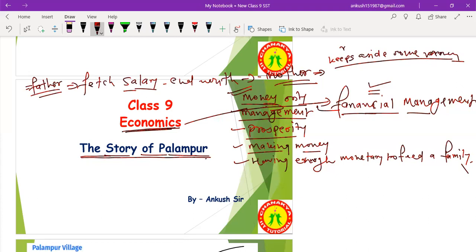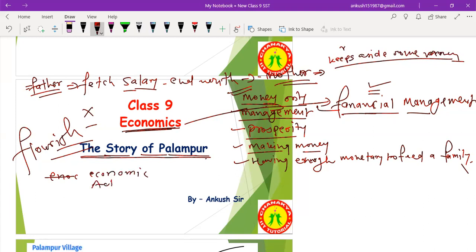Now, one thing you let me know: suppose such kind of things are not available in the society or in the village, so the village people will not flourish. Will they flourish? No, they will not flourish. Why? Because they are not involved in economic activities.